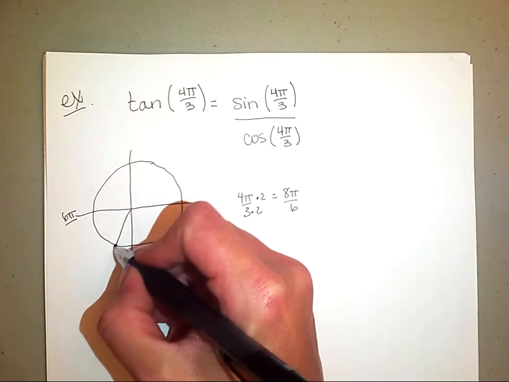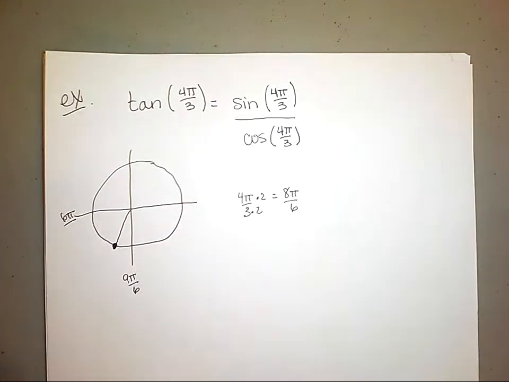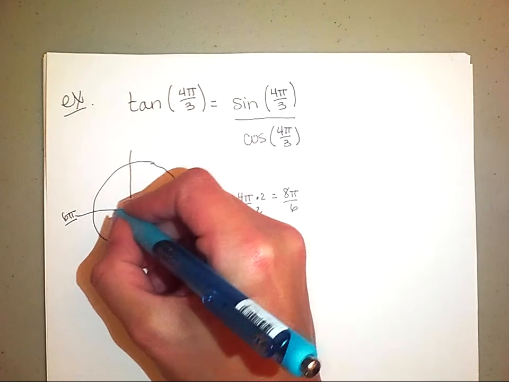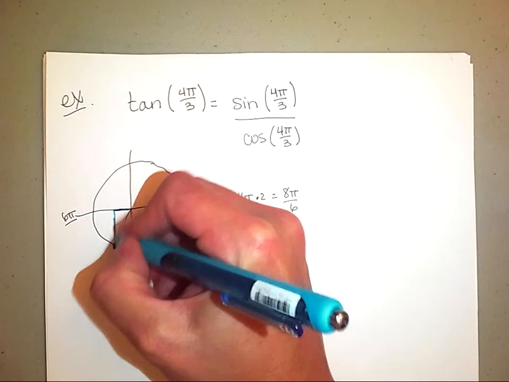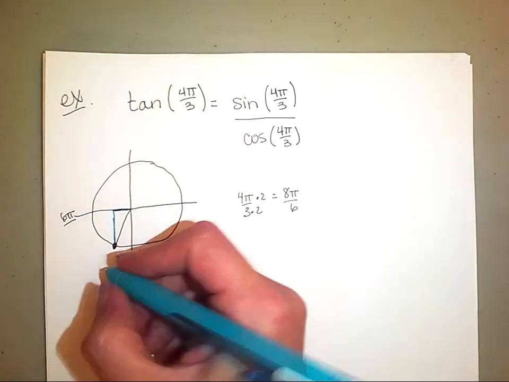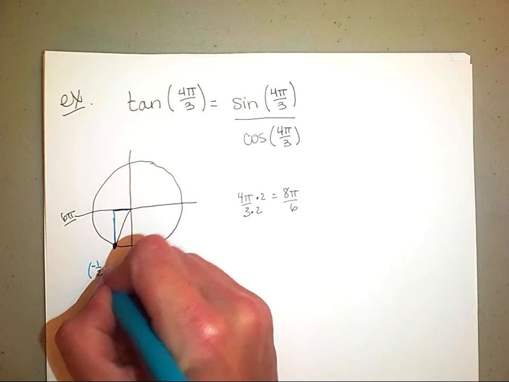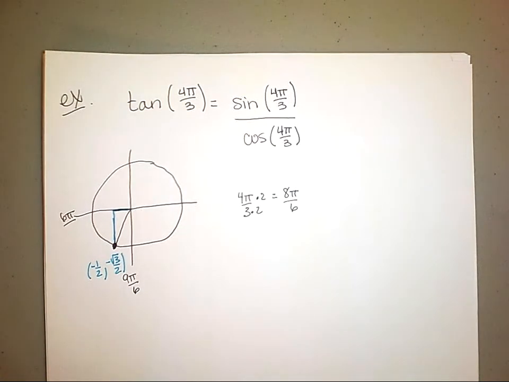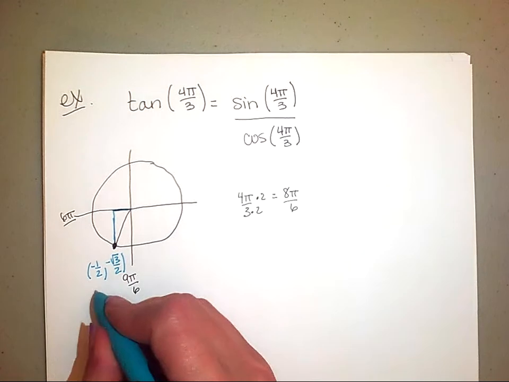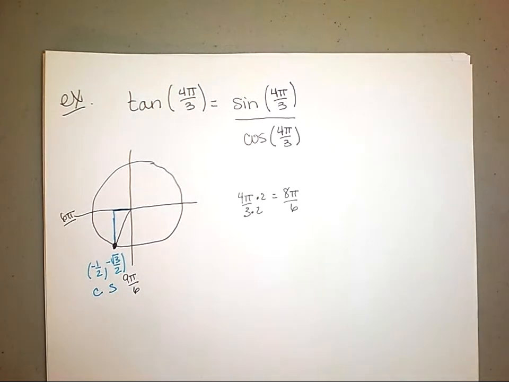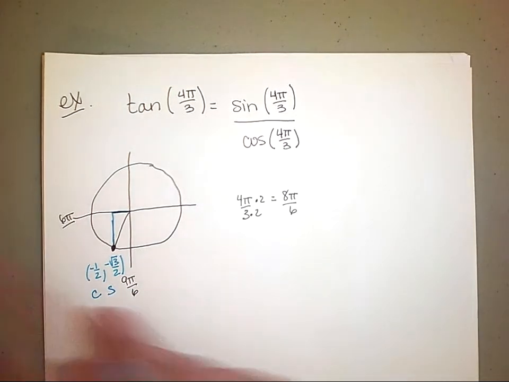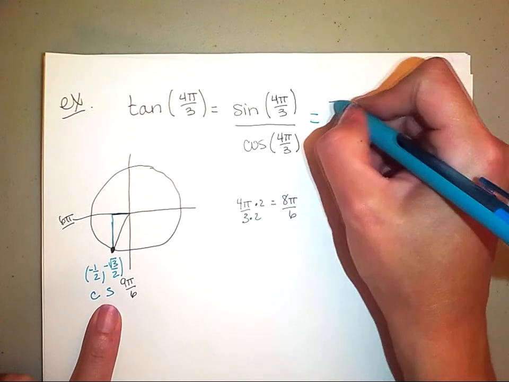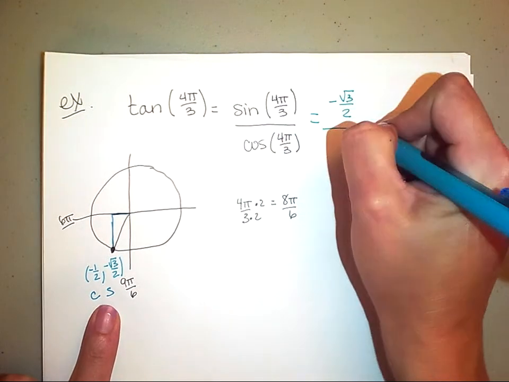Okay. So if we were to build the triangle, to get there I would go the short direction in the x and then the long direction in the y. So this is the point (negative 1/2, negative square root of 3 over 2), where this is the cosine and this is the sine. So from here, the sine of 4 pi over 3 is negative square root of 3 over 2, and we divide that by the cosine, which is negative 1/2.